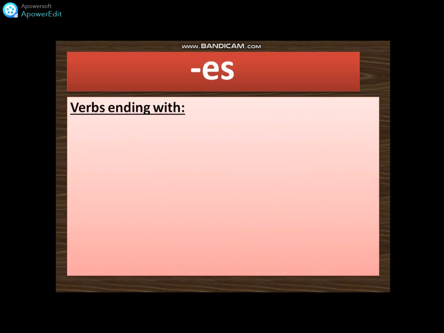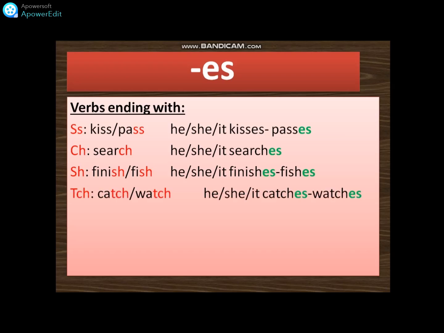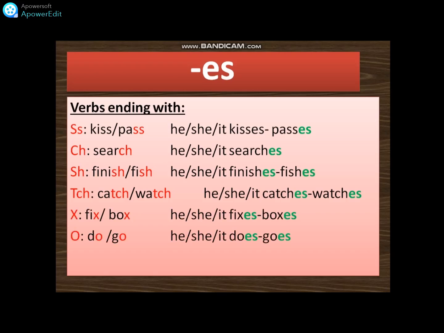Now, the verbs ending with. So ES, we add it with the verbs ending with double S. Like for example, kiss and pass. Now, kisses, passes. Another verb. We add it with the verbs with ch in the end. Search, searches. Verbs which end with sh. Finish, finishes. Other verbs with tch. Watch, catch, watches, catches. Other verbs with x in the end. Fix, box, fixes, boxes. Last verbs with o, like for example, do and go, does and goes. So this is the rule of ES.